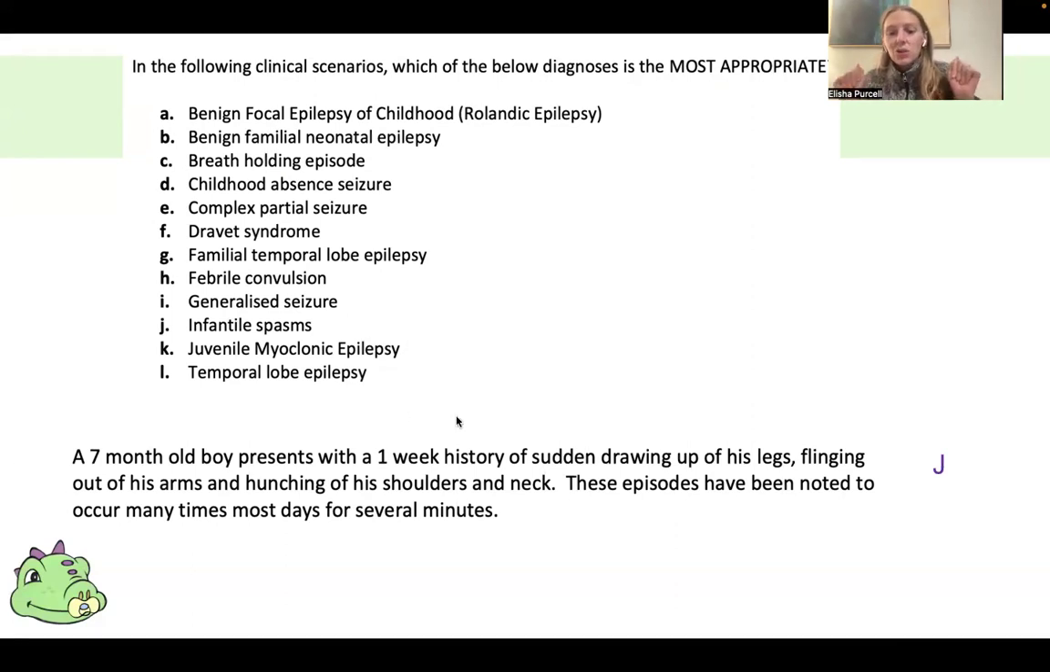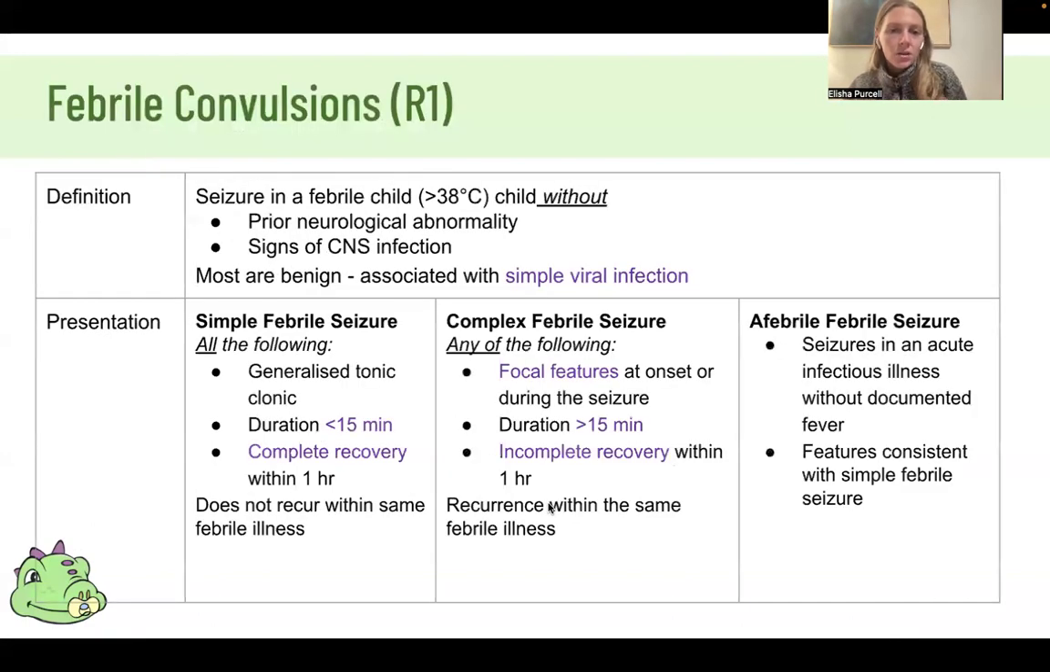Big buzzwords are the sudden drawing up of the legs and flinging out of the arms, and they're 7 months old. Occurring many times, really big buzzwords. So we'll go through these ones now, starting off with febrile convulsions. So what is it? They have a seizure in a febrile child, 38 degrees, but importantly, it's without prior neurological abnormality and without signs of central nervous system infection.